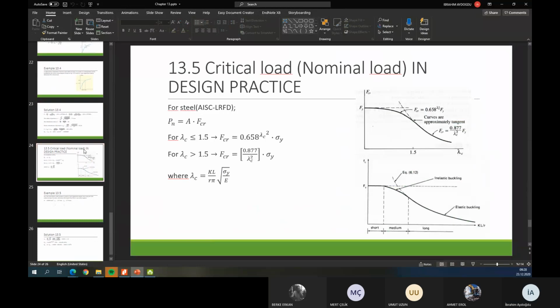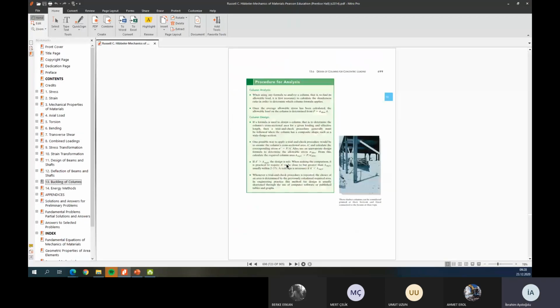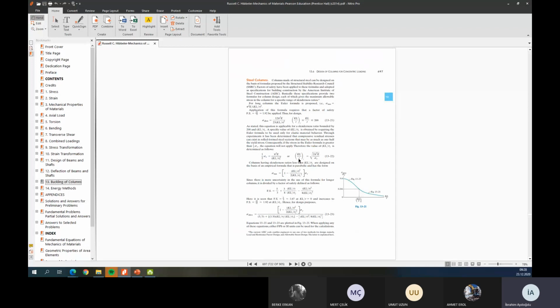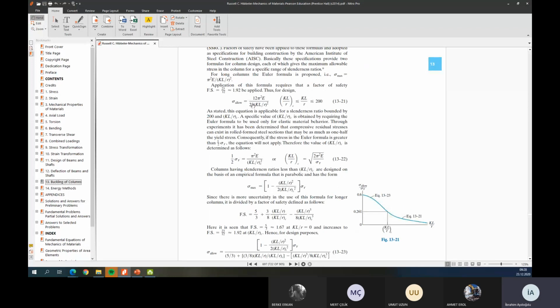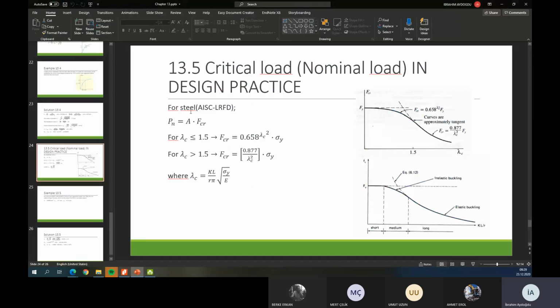In this lesson, I want to focus on the critical load for design practice. In the book, a different formulation is used because they are using pound and feet units. This formulation comes from the older version, and they use different units. Therefore, I need to convert to SI units.